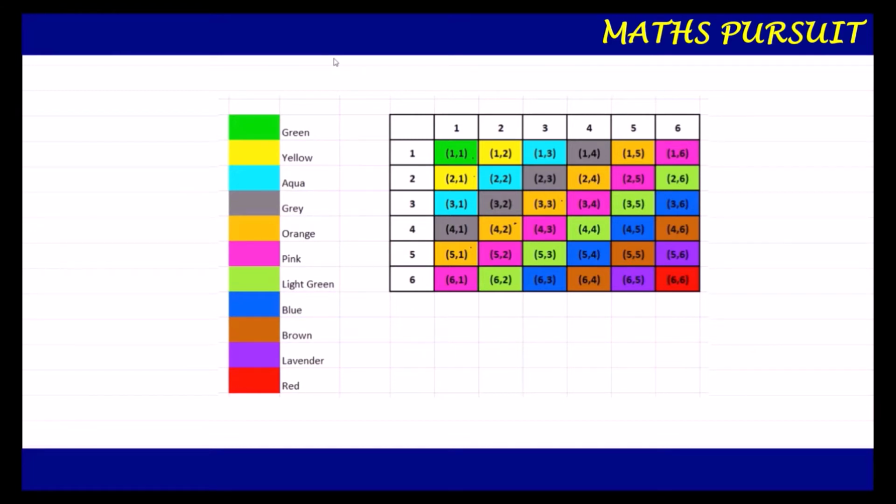For getting a sum of 8, if you look at the light green color, we have 5 favorable outcomes, that is 6, 2, 5, 3, 4, 4 or 3, 5 or 2, 6. Similarly, for getting a sum of 9, we have 4 favorable outcomes. If you look at the color blue, you will see that there are 4 favorable outcomes. For getting a sum of 10, you will see that we have 3 favorable outcomes. If you look at the color brown, you will see that we have 3 favorable outcomes.